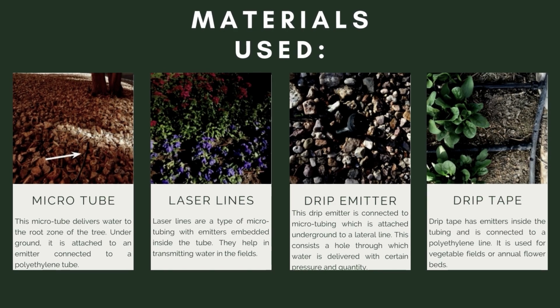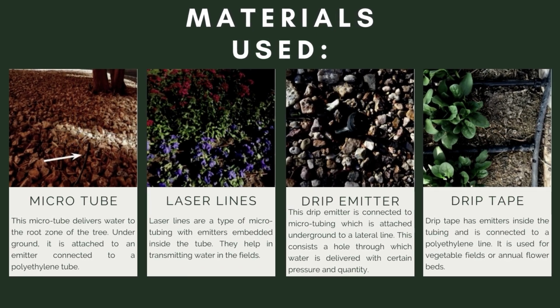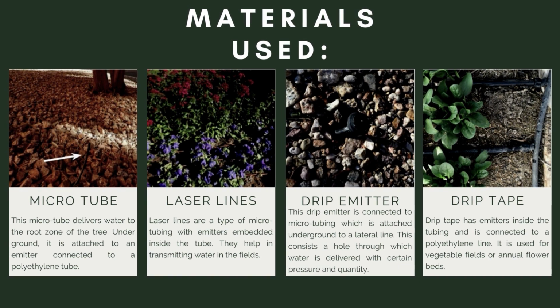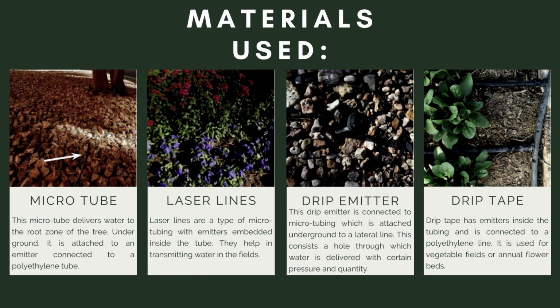Materials used in drip irrigation are microtube. A microtube delivers water directly to the root underground. It is attached to an emitter connected to a polyethylene tube. Laser lines. Laser lines are a type of microtubing with emitters embedded inside the tube. They help in transmitting water in the fields.